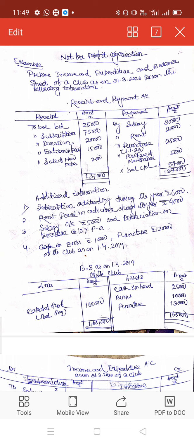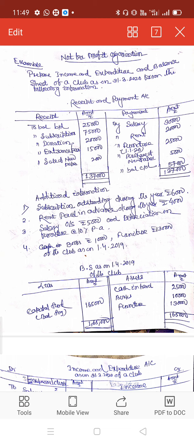Books 10,000, furniture rupees 1,30,000 of the club as on 1st April 2019. With this information, we have to prepare the opening balance sheet, income and expenditure account and closing balance sheet. We prepare the opening balance sheet to know the capital fund or the missing figure. Any missing figure may be given, and we have to find it out with the help of the opening balance sheet.